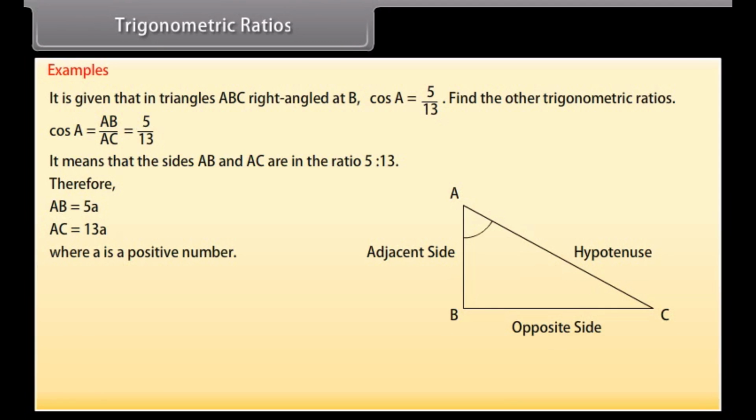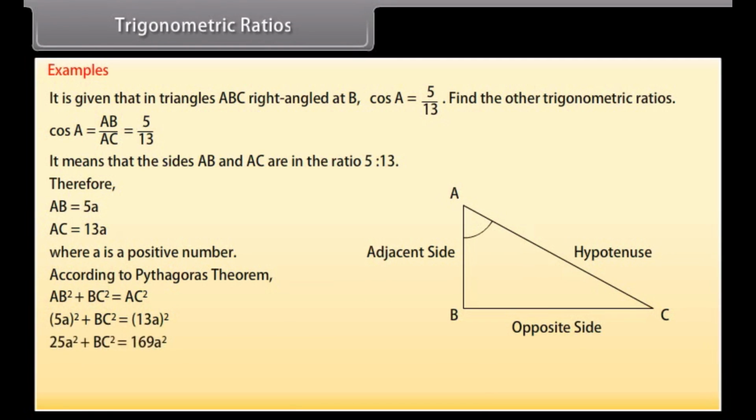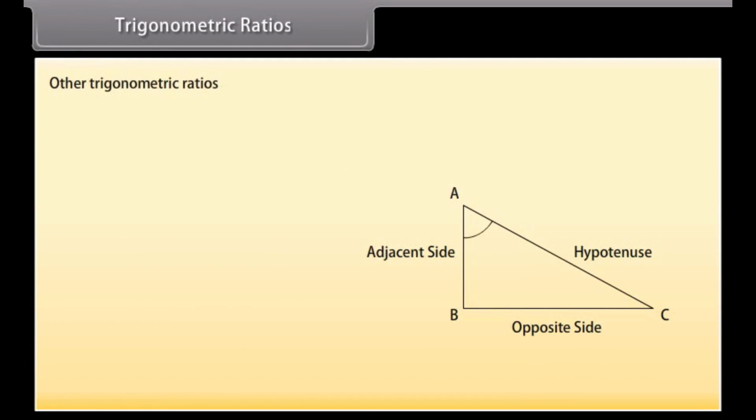According to Pythagoras Theorem, AB square plus BC square is equal to AC square. By substituting the values, we get 5a square plus BC square is equal to 13a square. Now, by calculating it, we get BC as square root 144a square, which is 12a. Let us now find the values of the other trigonometric ratios. Sine A is equal to BC upon AC equals 12a upon 13a equal to 12 upon 13.